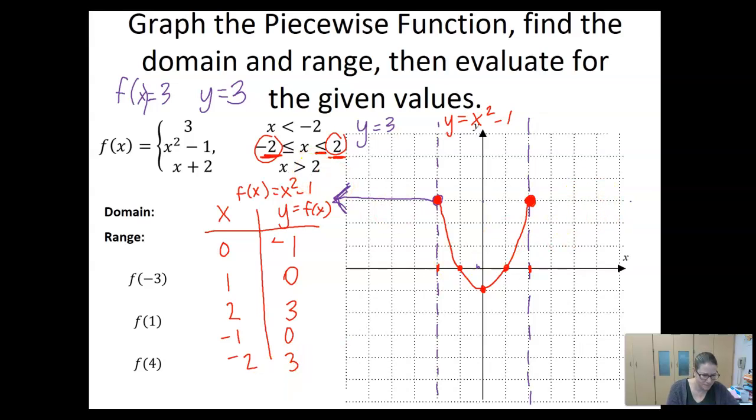So let's get a different color for that. So let's use blue. So over here I'm going to have y equals x plus 2. Now this is a linear function, so there's a couple of different ways you could graph it. I think maybe I'm just going to do a t-chart. And I'm going to choose some x values, and I'm going to see what y values go with it. Now again, remember, I only want to choose x values that are greater than 2 here.